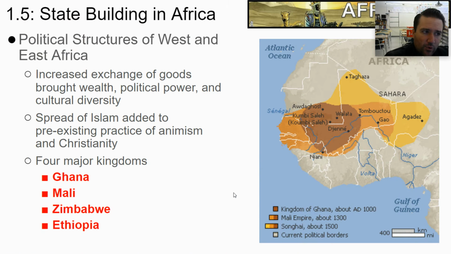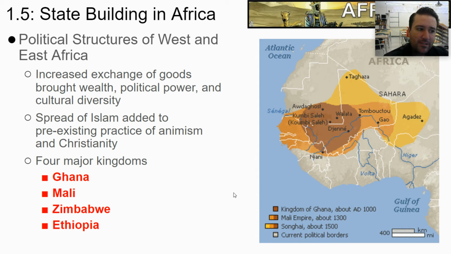So the next thing we're going to talk about is the political structures of West and East Africa. They do increase as the exchange of goods brings more wealth and thus more power to wealthy families. And it also increases cultural diversity because we see the movement of people as well as ideas that get introduced into West Africa. That goes both ways, right?